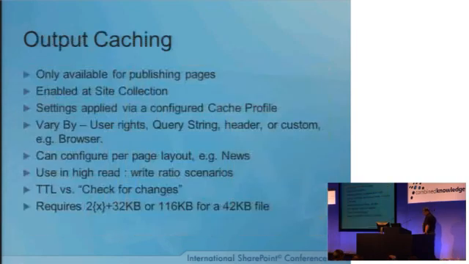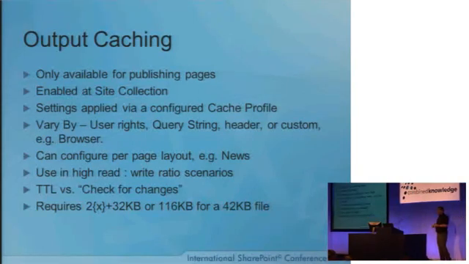Now, output caching. Page output caching is typically a publishing page feature that you're going to enable. You enable it at the site collection level, which I'll show you in a little bit, and you enable it through cache profiles. Cache profiles are a way to configure the output caching for a specific scenario, specific users, things like that. We have these called vary-bys.